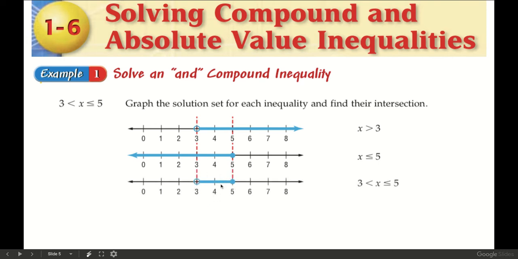So this would be the solution set for my problem. Because it's a compound inequality, it is the intersection of those two. So it would be all the values that are less than 5 and greater than 3, right? So any value that's greater than 3 and less than or equal to 5. Okay, so my solution set does include 5, but does not include 3, and it includes everything in between.